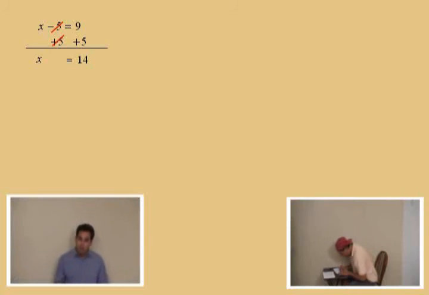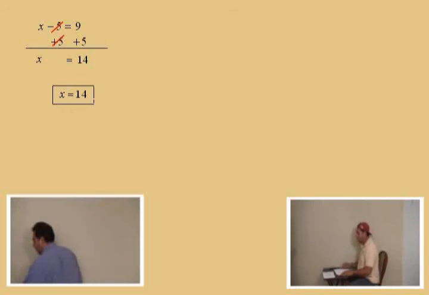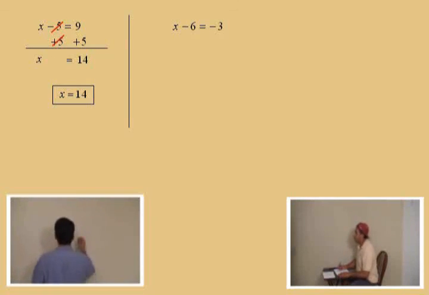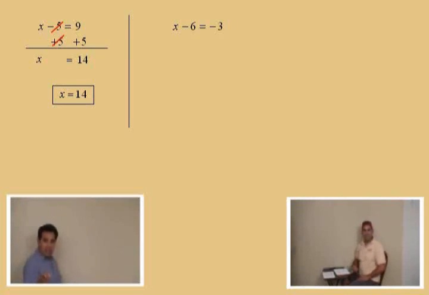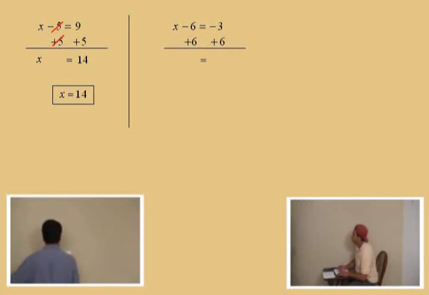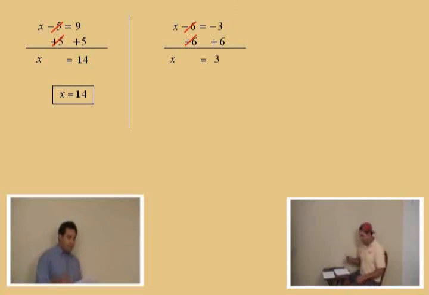Don't forget to box your answer, okay? Let's go to another one. x minus 6 equals negative 3. Charlie, what do we do to both sides of this equation? Add 6. Okay, we add 6 to both sides. Remember, we're trying to get that x by itself. So we'll go ahead, add 6 to both sides. We'll bring down our little bar here, bring down our equal sign, and the 6's cancel out. And so we get x on the left-hand side equals what, Charlie? Negative 3 plus 6 is 3. Very good, Charlie. So we'll list our answer down here and box it.